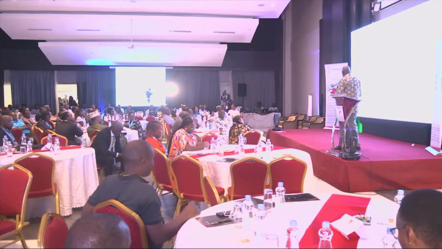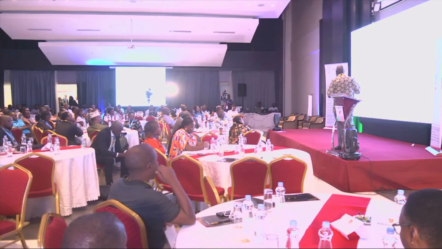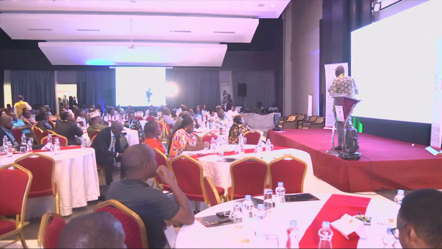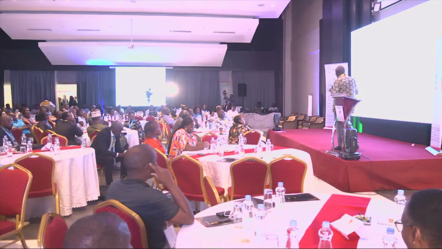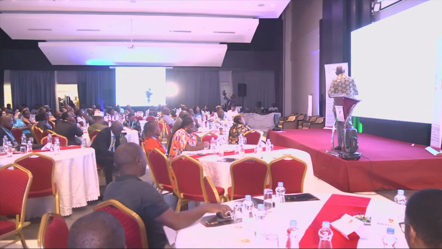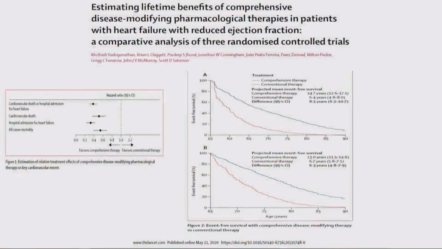And this is an interesting modeling which shows how many years you add to the life of somebody with heart failure when you add these two latter agents. I think the upper one is for somebody who is 55 years, and the estimate is you add 8.3 event-free years to their life. And the lower one is somebody who is 65 years, and you add.